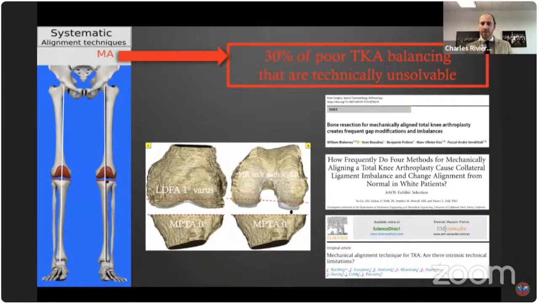We know that with the AMA technique, it's not always easy to balance a knee. And more than that, we know that 30% of patients cannot get a good knee balance, even if you are Da Vinci, even if you are the best surgeon in the world. It's just because of the anatomical conformation of the knee. When you do an AMA cut, at the end of the day, you cannot balance it. If you balance the extension gap, you will unbalance the flexion gap. And there are some anatomies that, even if you're a fantastic surgeon, you cannot balance.